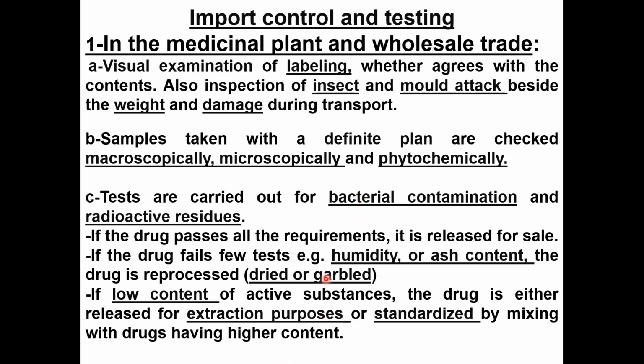Otherwise, if, for example, we have excessive humidity, we dry the drug further. Also, if the ash content is high, in this case, we make gargling to reduce this high ash content. The assay of active constituents is carried out, and if there is a low level of active constituent, in this case the drug is used for extraction purposes or standardized to the required level by mixing with drugs having higher content.